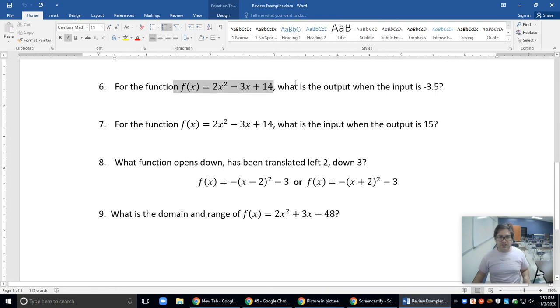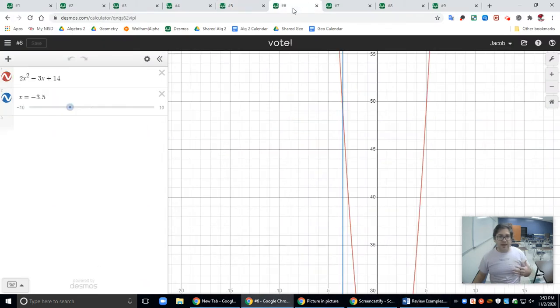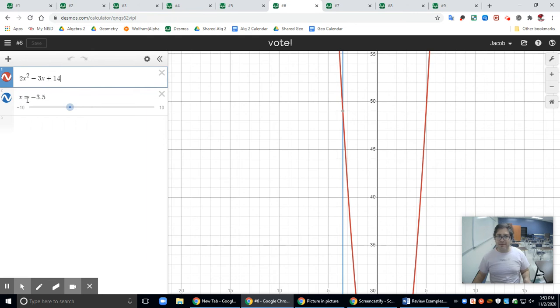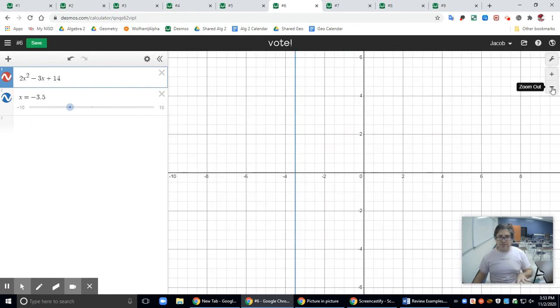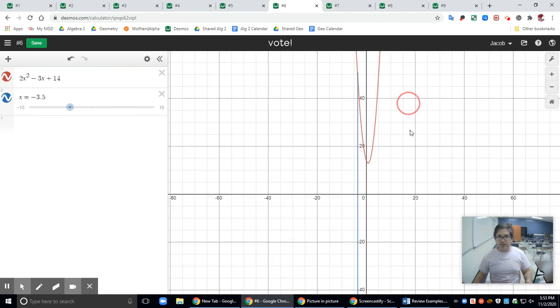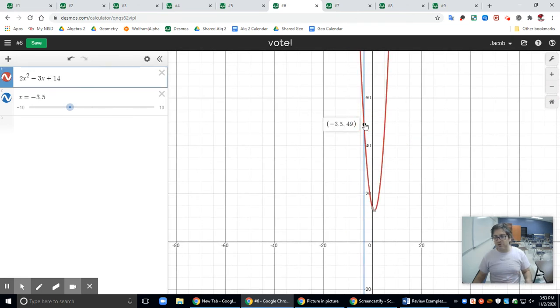So here's a function and it says, what is the output when the input's -3.5? An input value is an x value. So all you need to do is graph the original function and then type in x equals -3.5. And so if I do that, here's the original, I'll zoom out, and then you just need to look for the intersection or intersections. And then this is my answer. X is -3.5, and then y would be 49. Okay, so that would be the answer. I'm looking for the output value there, right?